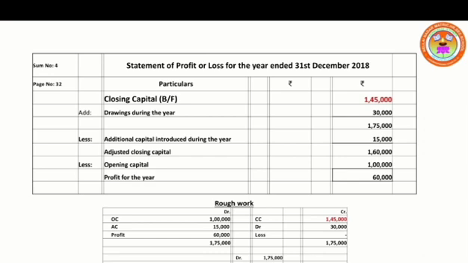Next step, less opening capital, 1 lakh. So compare these two amounts, 1,60,000 minus 1 lakh. Adjusted closing capital is more than the opening capital. So profit 60,000. You can verify your answer. After finding closing capital in the rough work, if you substitute in the formula, we should get the same amount which is given. The last step, profit or loss, which is given in the question, we should get the same amount. Only then is your answer correct.